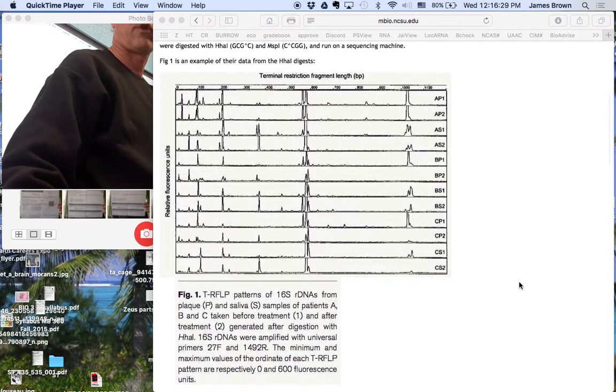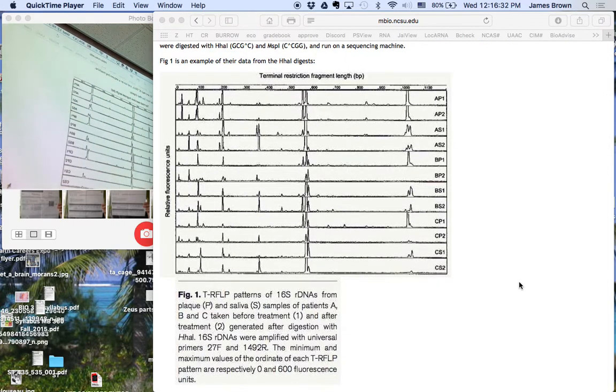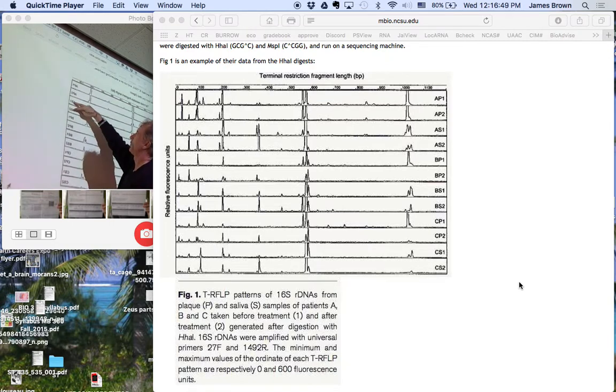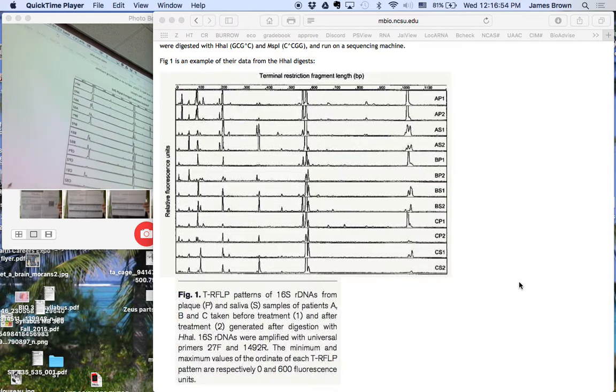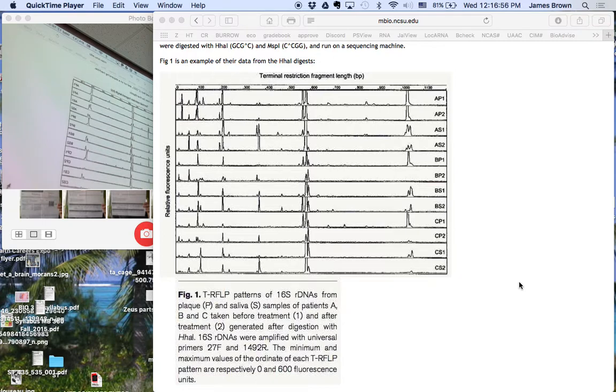So how do you interpret these? These are the patterns they get. This particular one is, which one is it? HhaI. There are 3 patients, A, B, and C. There are periodontal samples and saliva samples, and there's before and after. What do you see? There's some pretty significant before and after.